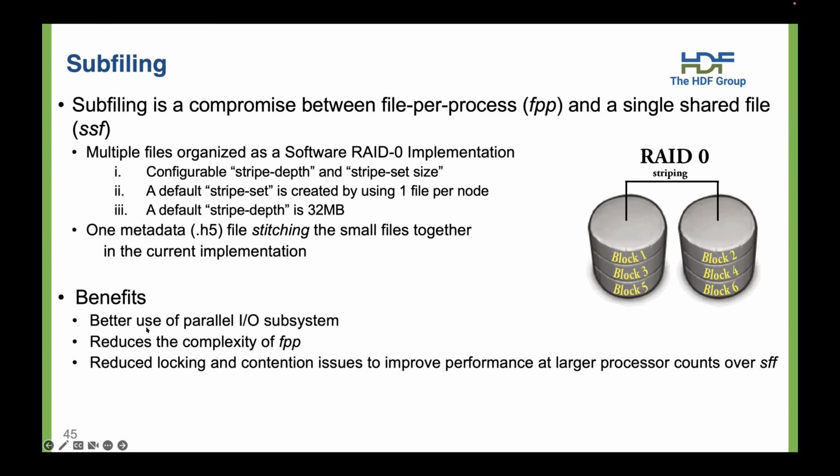Some of the benefits of using it: you can get better IO out of your subsystem, and it reduces some of the complexity of file per process. So instead of having a file per 100,000 ranks, you would have them on a node basis. You can also have more than one subfile per node, which would increase the number of files, but it still would be less than a file per process. And you can reduce the lock and contention that you sometimes see as you increase the number of ranks over a single shared file.